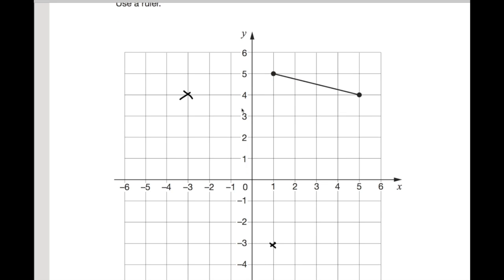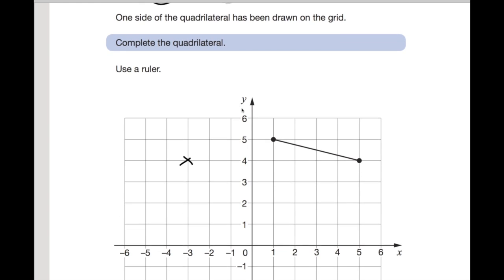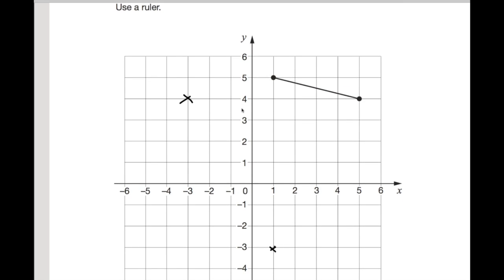And the final part of this question is just asking us to complete the quadrilateral, so you need to use a ruler and join these dots to make our 4-sided shape.